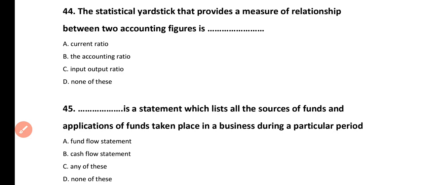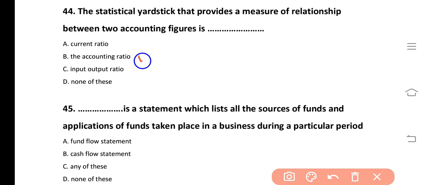MCQ number 44. The statistical yardstick that provides a measure of relationship between two accounting figures is: current ratio, the accounting ratio, the input-output ratio, none of these. So the correct option is option B, accounting ratio. A measure of relationship between two accounting figures is known as accounting ratio.